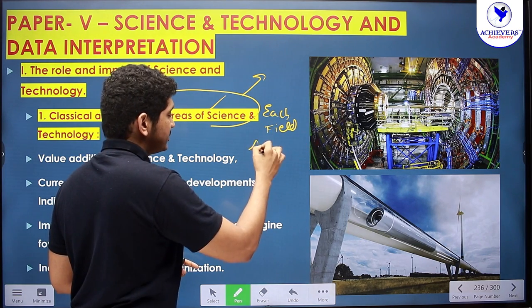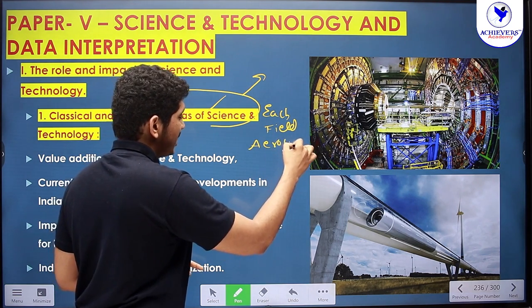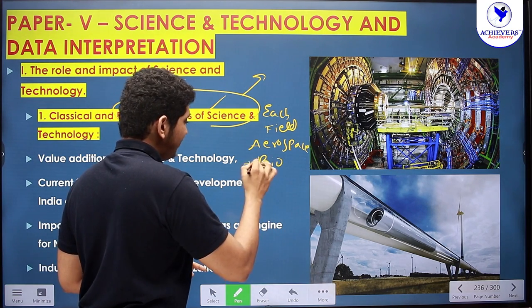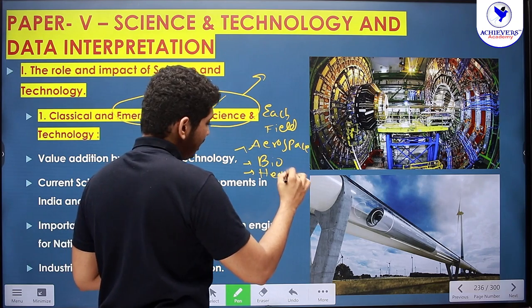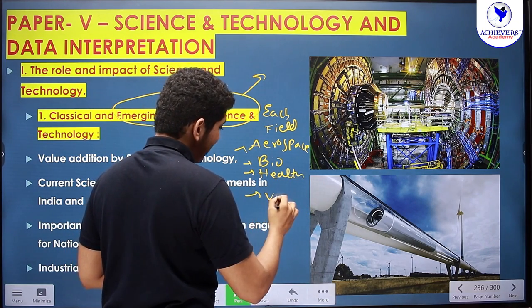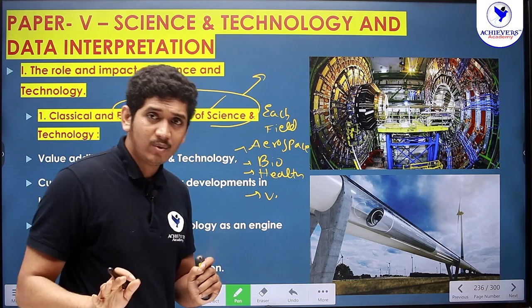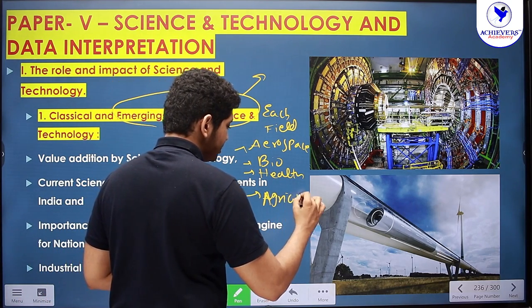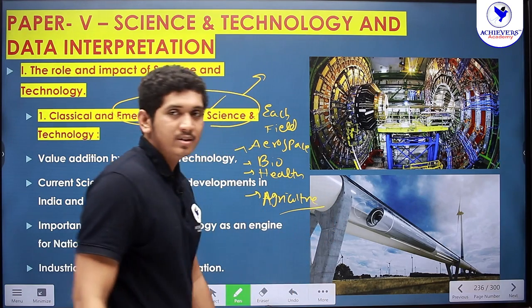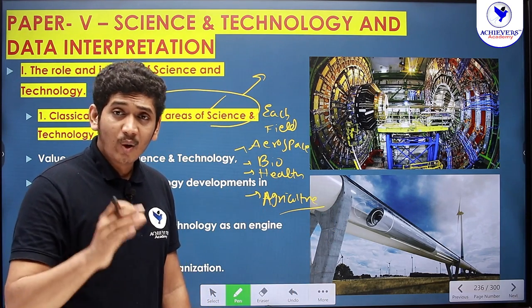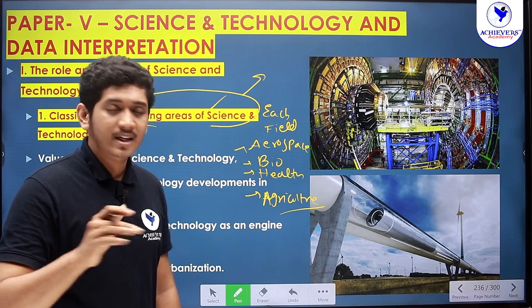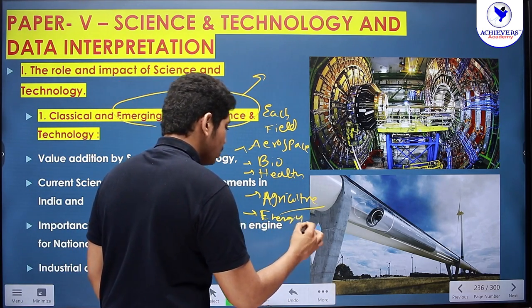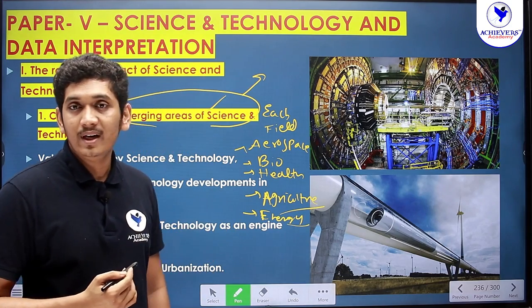That is in the field of aerospace, that is in the field of biotechnology, that is in the field of health, that is in the field of vaccination and microbials, whatever you want to write, that in the field of agriculture, that is syllabus. I am doing the syllabus like crop science, space, energy, like emerging areas in energy storage. All these I will be dealing here.